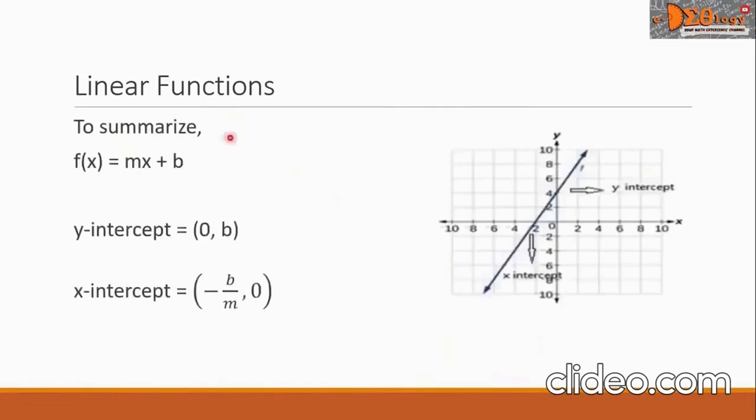To summarize, the general form of the linear functions is f of x equals mx plus b. For the y-intercept, we may write the ordered pair 0 and b. For x-intercept, it has the ordered pair with x-coordinate negative b over m. Take note, this b is the y-intercept over the m, which is the slope of the line. Then comma, 0.